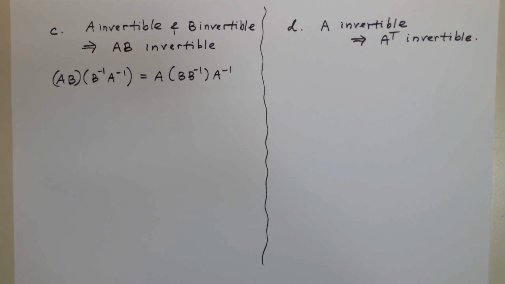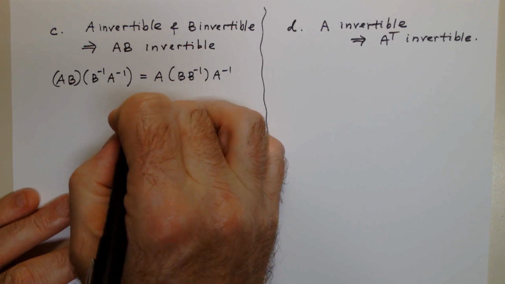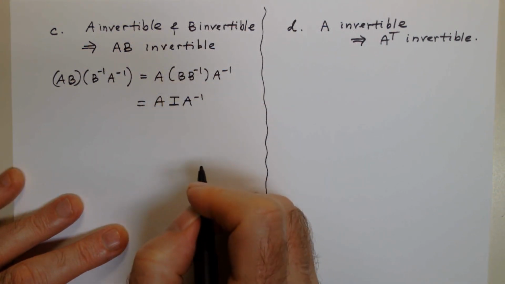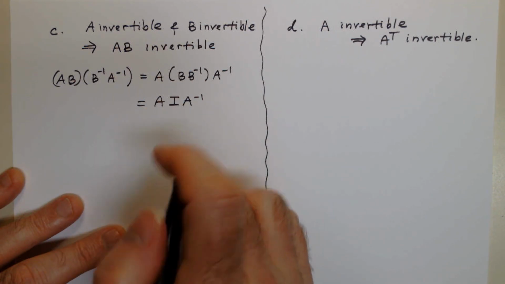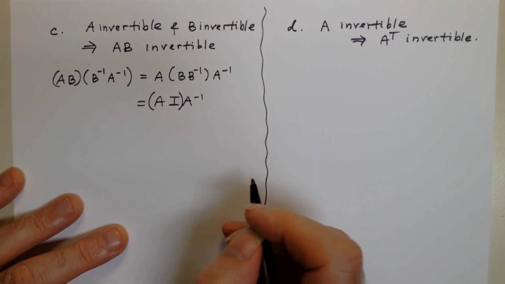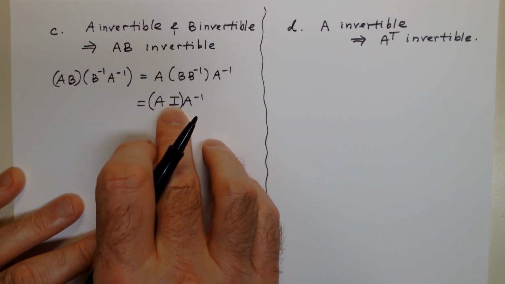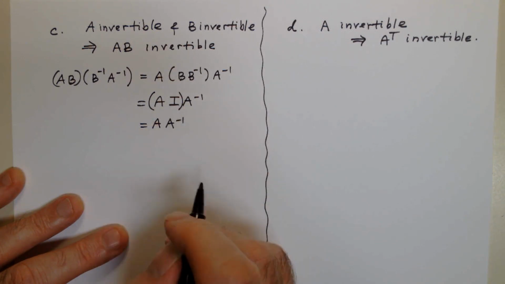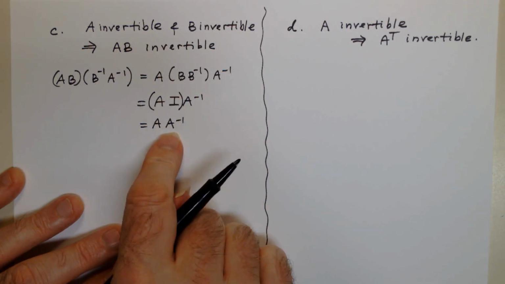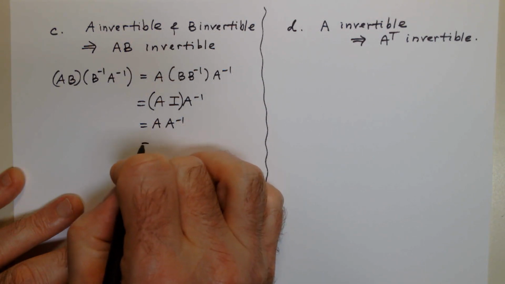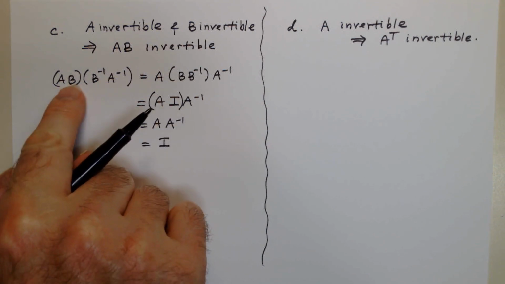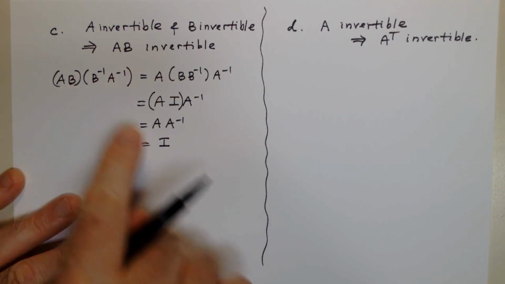Now, when you do B times B inverse, you're going to get the identity. So this reduces to A times the identity times A inverse. And again, I'm free to associate this any way I want. So I'll first do this multiplication. Now when I do A times the identity matrix, I just get the matrix A. So that's just A. And now I'm down to the matrix multiplication of A against its inverse, and that's the identity matrix. Okay, so we've shown that this candidate matrix multiplies on the right with AB and it produces the identity matrix.